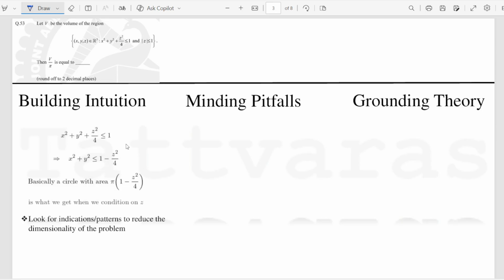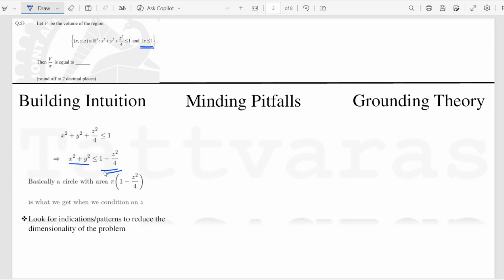Now, the intuitive thing is you see that the region is having a conditioning on Z directly. That should give you some nudge to what would happen if you try to play around with Z. And then you should also remember that when you represent circles, you do it by this kind of thing, right? X square plus Y square on the left side, and then the radius quantity on the right side.